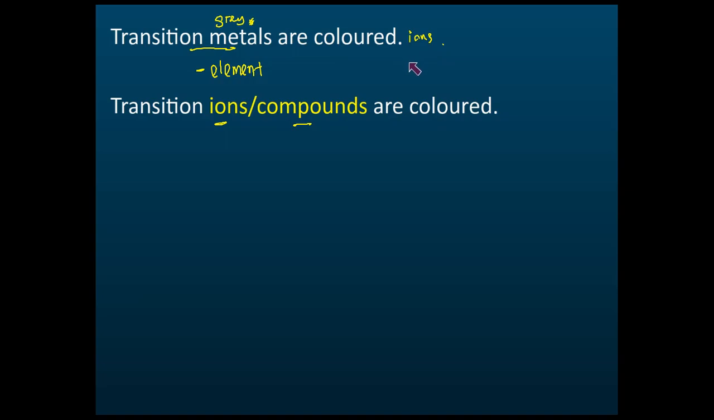Okay, for example, iron is gray in color, but iron(II) is green and iron(III) is brown. So iron(II) and iron(III) are the ions of iron, or maybe they form salts, then they are still green and brown in color. Those are the compounds. So it's the ions and compounds that have different colors, but the metal itself doesn't have different colors.